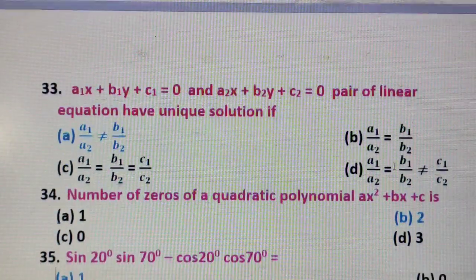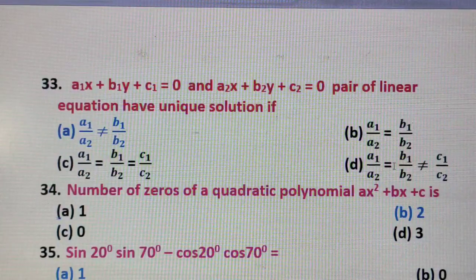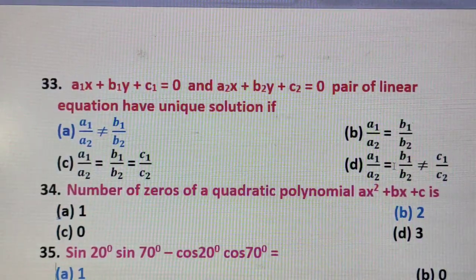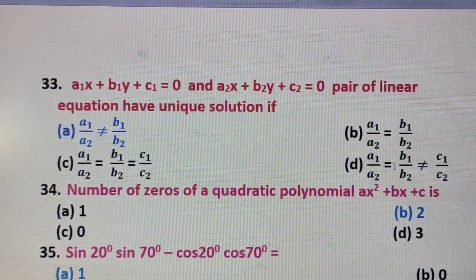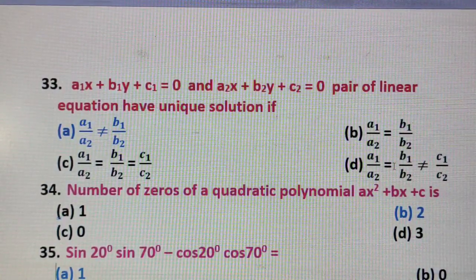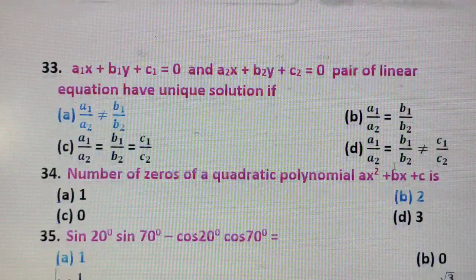If a1x plus b1y plus c1 equals 0 and a2x plus b2y plus c2 equals 0, the pair of linear equations has a unique solution when a1 by a2 is not equal to b1 by b2. Number of zeros a quadratic polynomial has: the degree is 2, so the number of zeros is also 2.